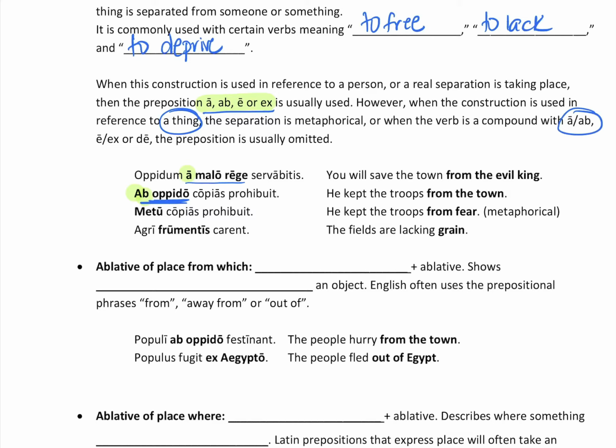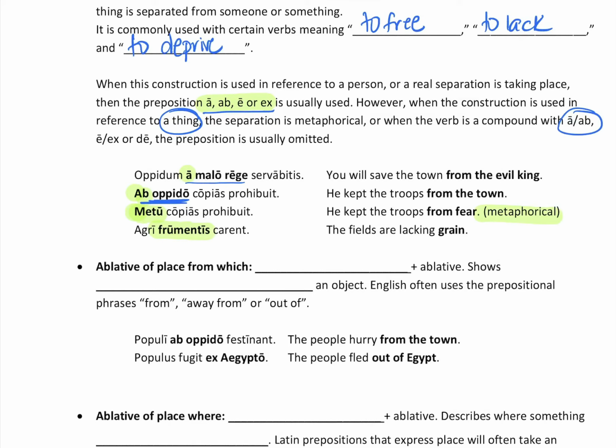So here we just have the ablative without a preposition. Metu copias prohibuit. He kept the troops from fear. And that's metaphorical because fear is not a tangible thing that you separate from. And then the last is agri frumentis. Here we have no preposition again, and it is the ablative form. The fields are lacking grain. Okay, so it's a thing, not a person. So we do not need the preposition there.